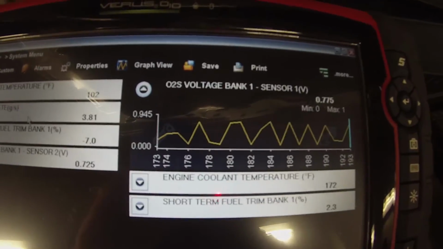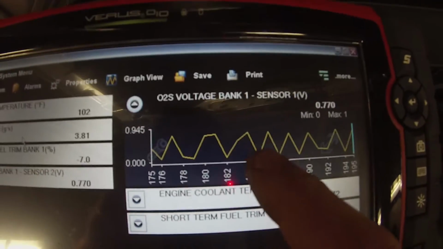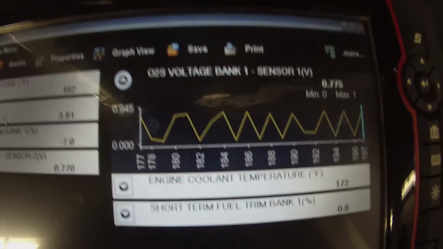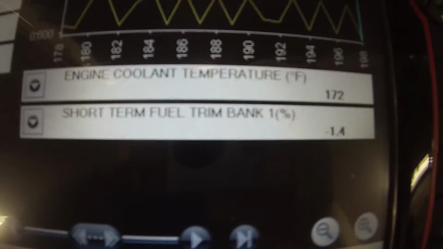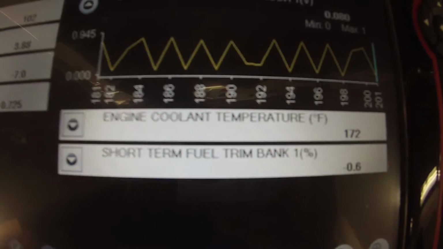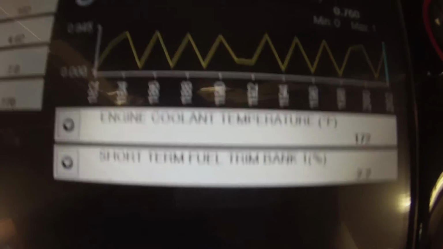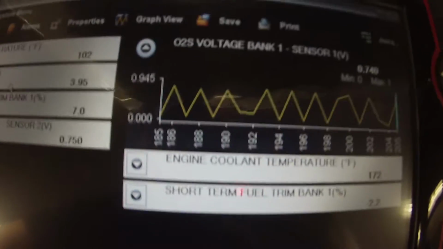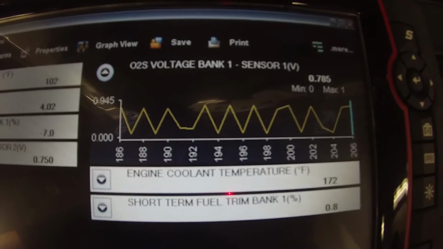Right now everything's pretty normal, but what's happening is this O2 is fixed rich when this thing starts acting up, and the short term is going to around negative 30%. So basically what we have is a rich condition. I'm hoping that it starts to act up so I can show you that it's not an O2 sensor.